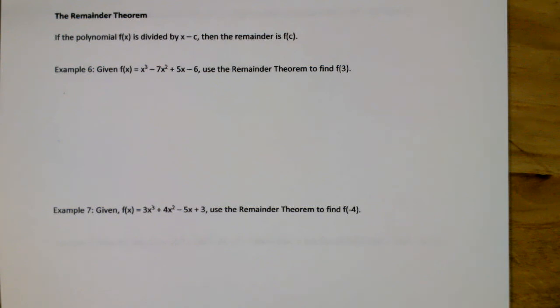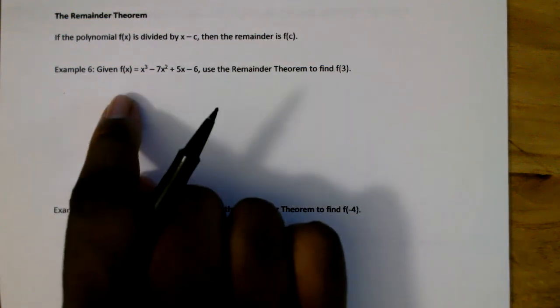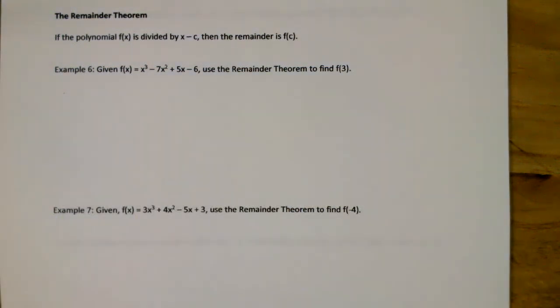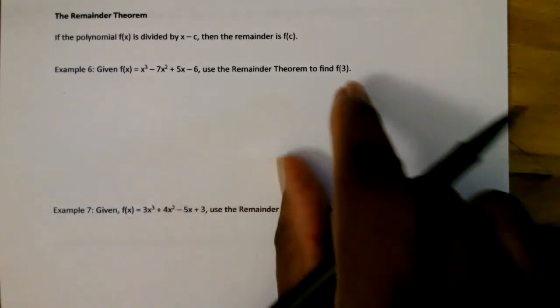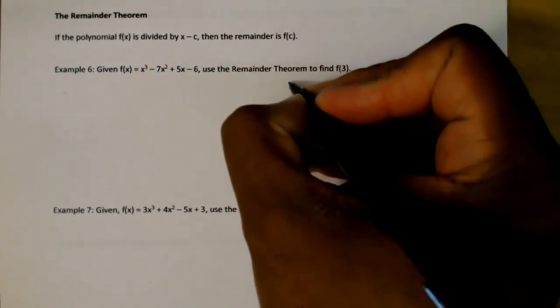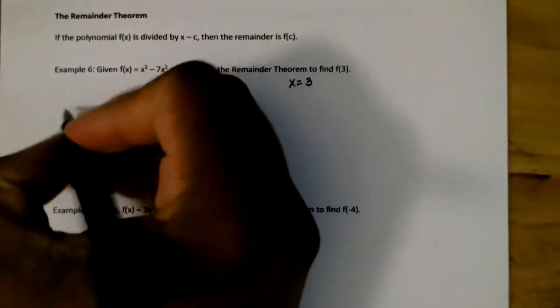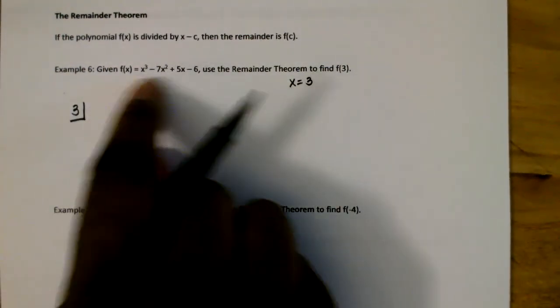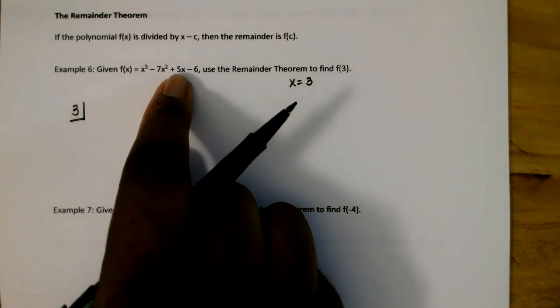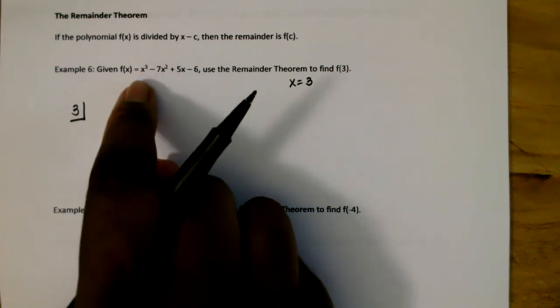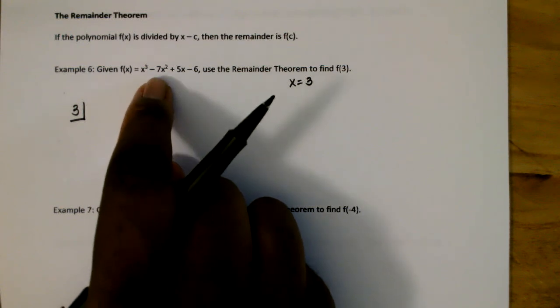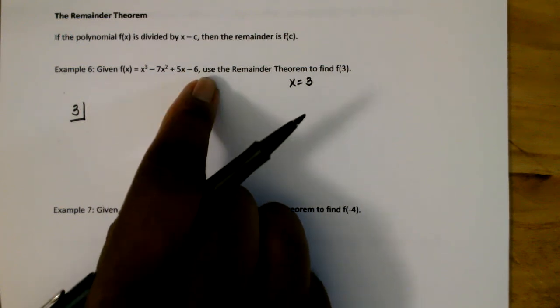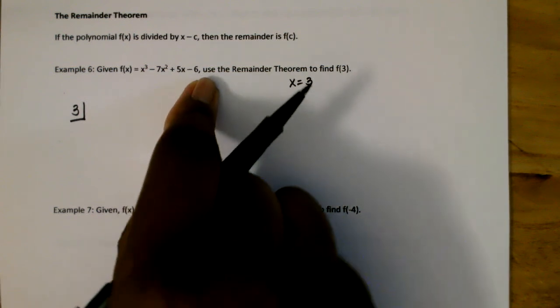All right, so in example 6, we're going to use the remainder theorem to find f of 3. In this case, our f of x function is x cubed minus 7x squared plus 5x minus 6. So f of 3 means that x is equal to 3. That's going to be your divisor, and this f of x function represents your dividend. Notice that there are no missing terms. We do have x cubed, x squared, the x term, and the constant, so we can write their numerical coefficients here.